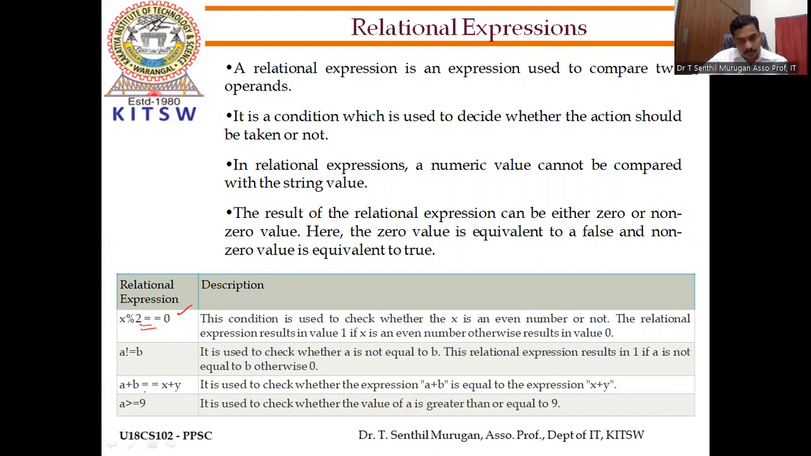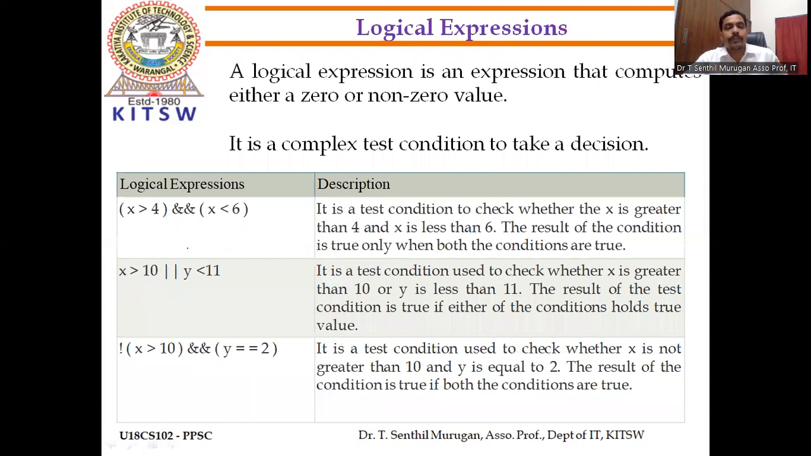Here you see A plus B equal to X plus Y. So this is equal symbol. Okay. So it is not assignment operator. It is equal symbol. So we are checking A plus B you have to calculate. X plus Y you have to calculate. Then you have to check both are equal or not. Okay. If it is equal you will get the value 1. If it is not equal you will get 0. So for that purpose we are using logical operations.